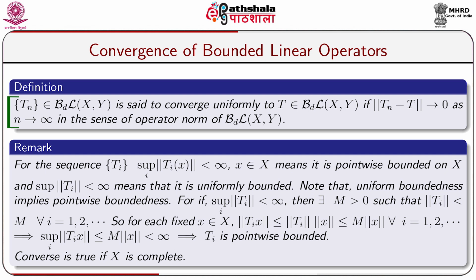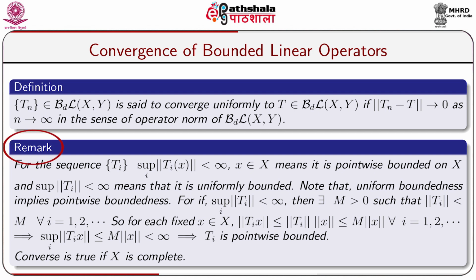that is, norm of T equals the supremum over norm of x less than or equal to 1 of norm of Tx, or norm of T equals the supremum over norm of x equal to 1 of norm of Tx, or norm of T equals the supremum over x not equal to 0 of norm of Tx by norm of x.